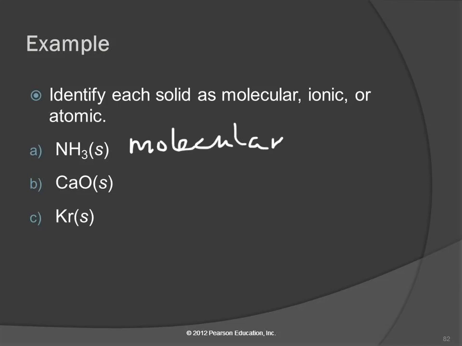How about letter B? This is ionic. Here we have metal, nonmetal. When we learned how to name things, we learned to identify that as an ionic compound, and so it makes an ionic solid. How about this last one, krypton? Atomic. The atomic solids will always be individual elements. It has to be. That's the only way you have individual atoms. That wasn't a very good M. Any questions?